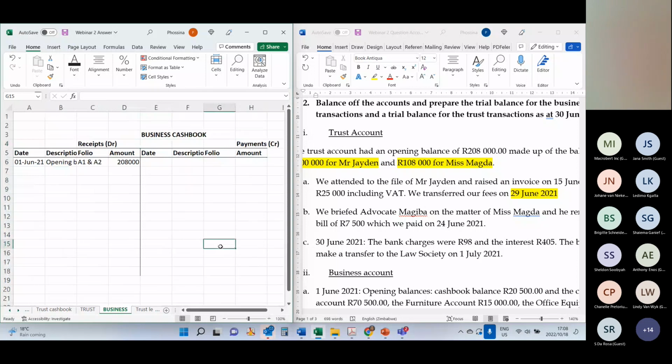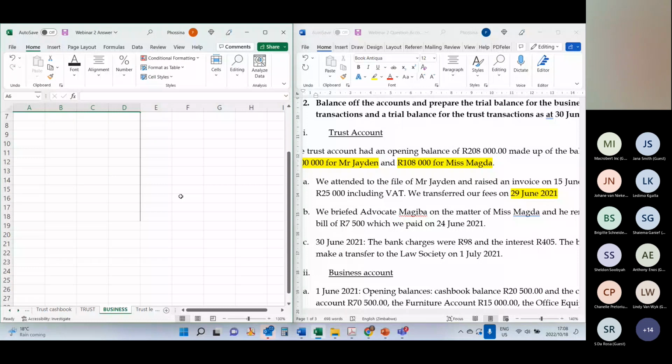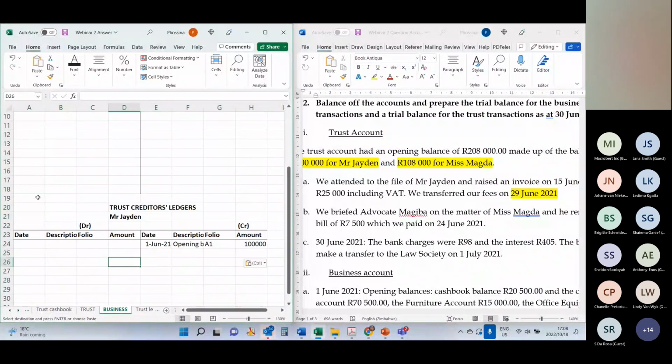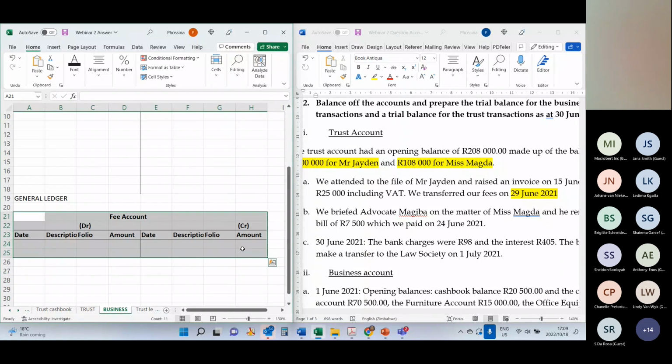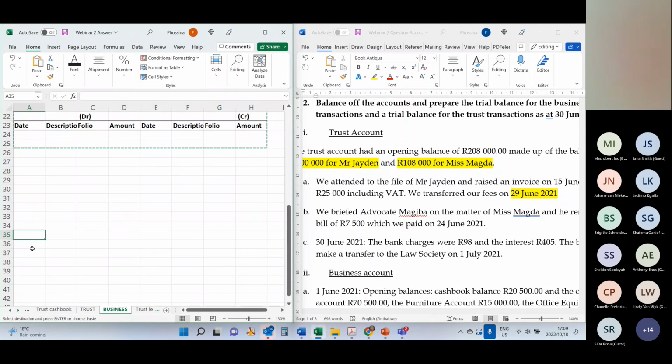And then on the business side, we are starting with what, like we are raising an invoice on the 15th of June. Then it will mean we have to, I'm just also going to copy a template so that it becomes faster. I hope you can follow through. Okay, so this is our general ledger. And we are dealing with our fee account. And also, we're going to deal with our debtors, which are our matters ledger, business matters ledger.